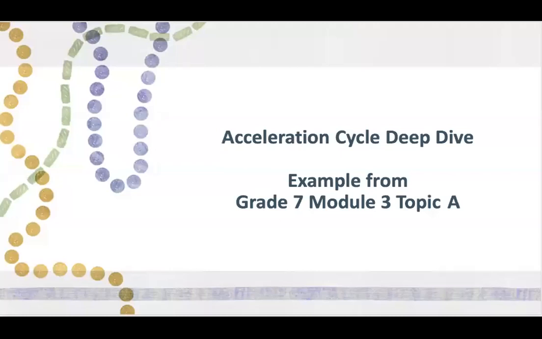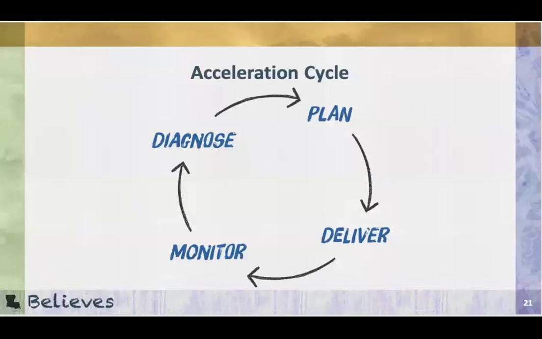So now we're going to do a bit of a deep dive and look at an actual example of what this might look like going through the Accelerate cycle. We're going to use an example from Grade 7, Module 3, Topic A. I'm going to take you through an example of using all of the resources, new and old, and how a tutor or a tutor and teacher pair working together would move through that data cycle. So just as a reminder, here's that acceleration cycle that I was mentioning.